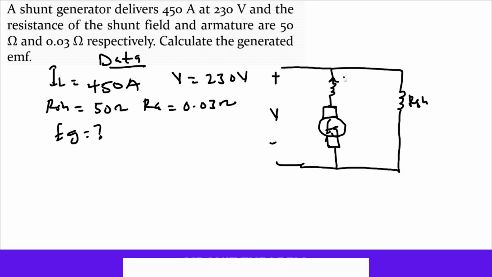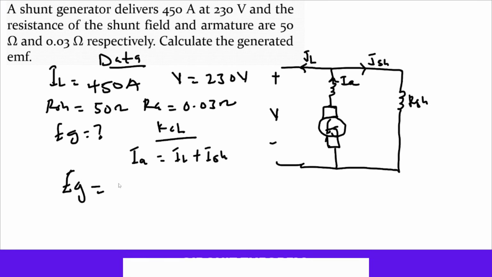So the armature current, since it's a generator, is going to share between the shunt current and that of the load current. According to Kirchhoff's law, the current moving towards the junction is equal to the current moving away from the junction. So the armature current is the load current plus the shunt current. But what are we looking for? We are looking for EG. So EG is equal to V, the terminal voltage, plus the armature current multiplied by RA. But here the only parameter we don't have is IA, so we are going to look for IA.